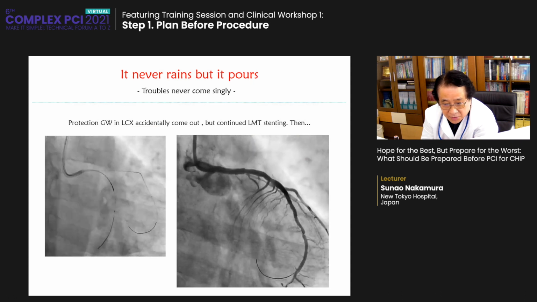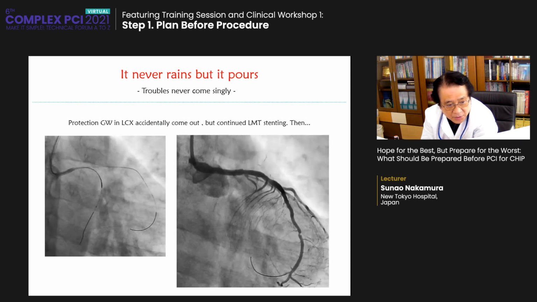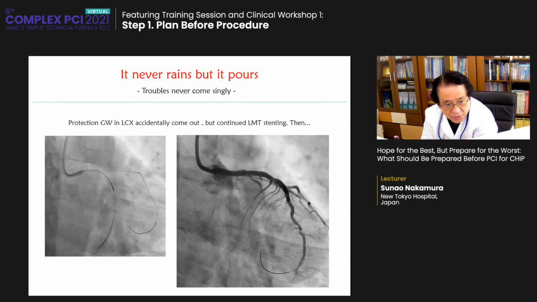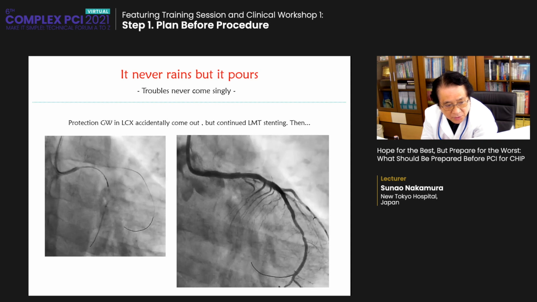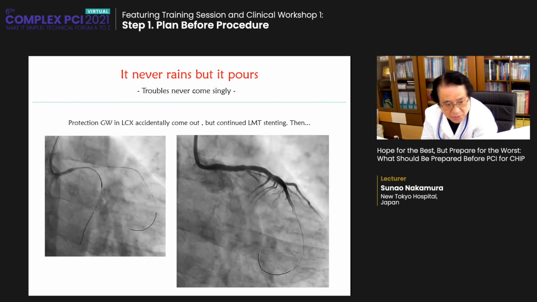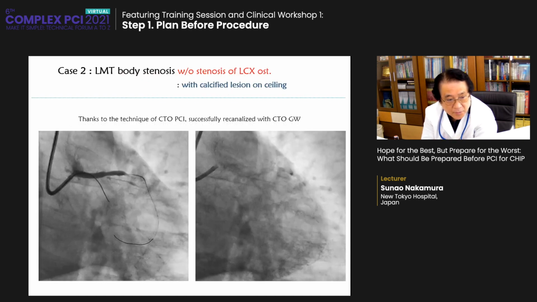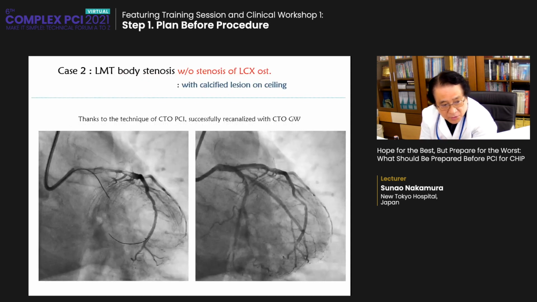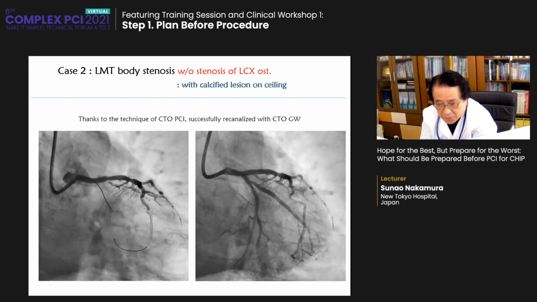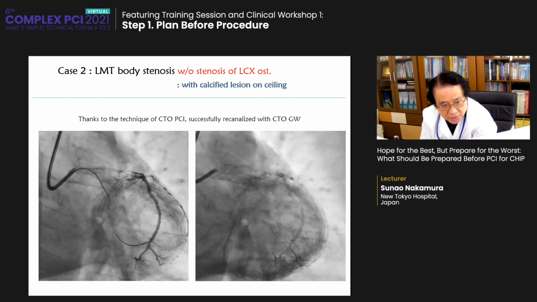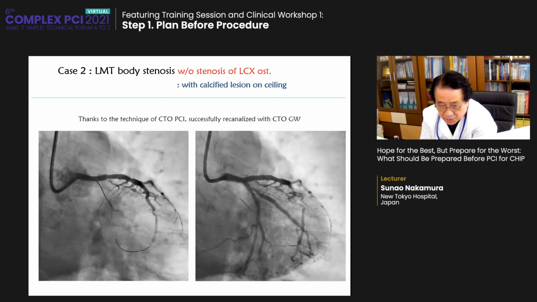But IVUS showed the calcification on the ceiling of the left main, just opposite to the carina. Then my junior started the PCI. Actually, after checking IVUS, he carelessly got out of the circumflex guidewire, which is a protection guidewire, but continued stenting in the left main, with a sort of no risk of circumflex occlusion, but it happened. At that time, I was there and rushed to join him, and thanks to the CTO guidewire technique, within 5 minutes, we successfully crossed the circumflex, then balloon, and stent, so we recovered the situation.